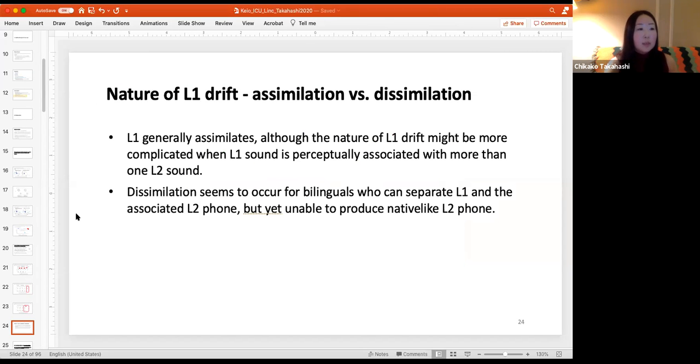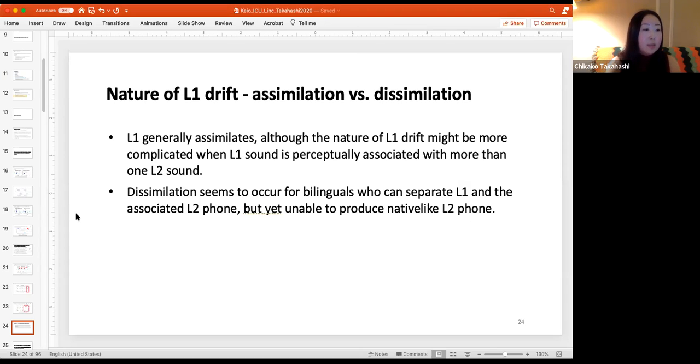So since L1 assimilators seem to be those who can produce L2 I in a more native-like manner, it seems that L1 generally assimilates as learners make progress in learning to produce a new L2 sound. However, the reason why we don't see the strong assimilatory drift might be because Japanese E is associated with the two L2 sounds, E and E.